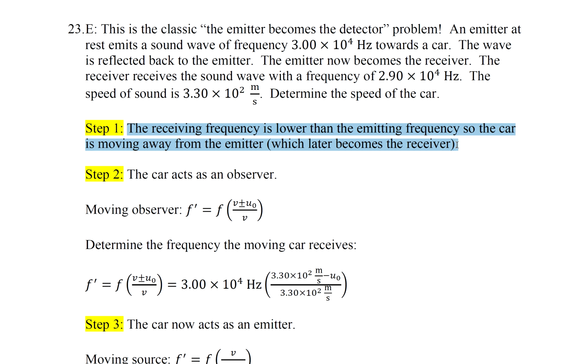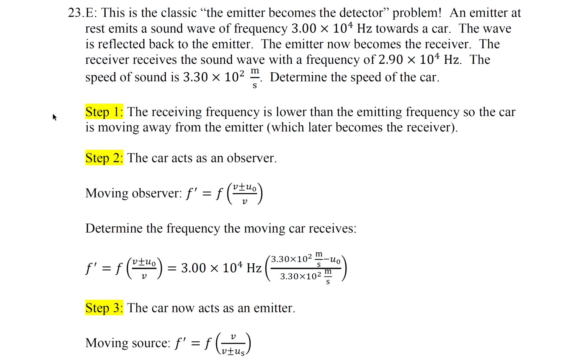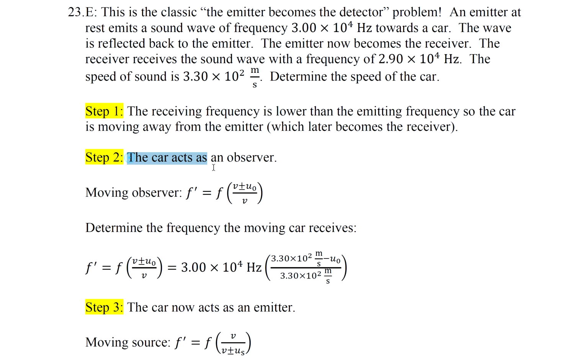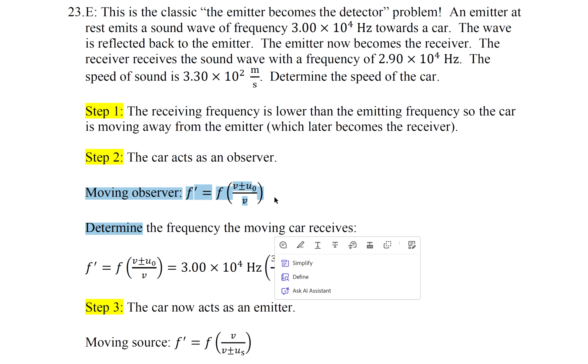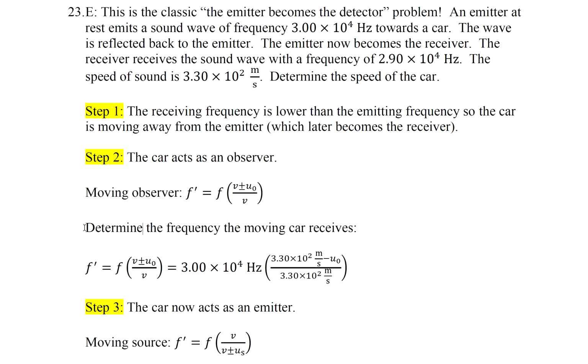So let's understand what's going on. Maybe drawing a picture is best. The receiving frequency is lower than the emitting frequency, so the car is moving away from the emitter. The car acts as an observer. Meaning first the car gets the wave, then it's going to emit the wave. So it's the moving observer. Let's determine the frequency the moving car receives.